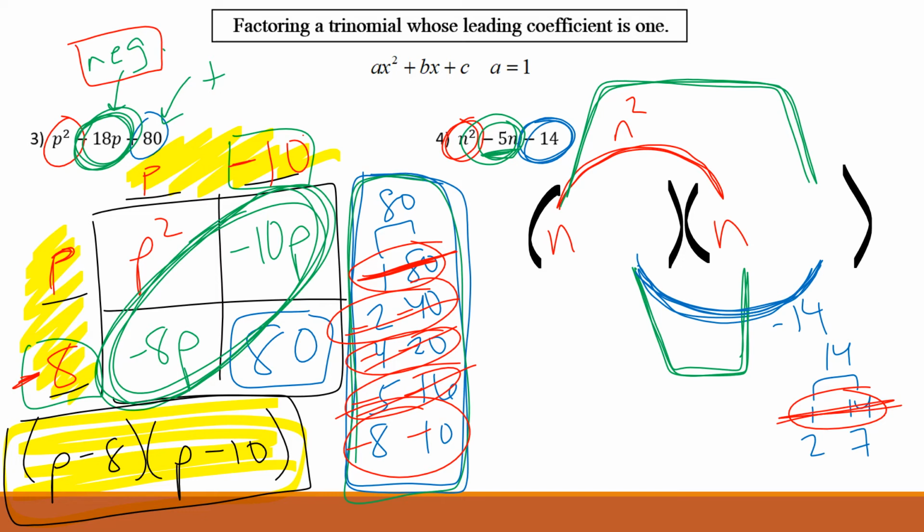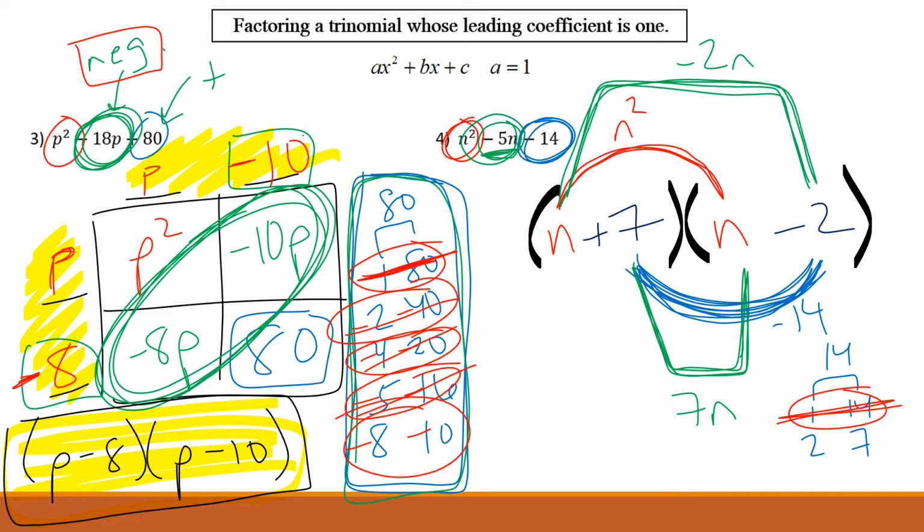So I'm going to start by saying positive 7, negative 2. Once again, those two things I know multiply to negative 14. It's the green part that I have to check. So this one is negative 2n, and this is 7n. And those added together get me positive 5n, which is close, but I need it to be negative.